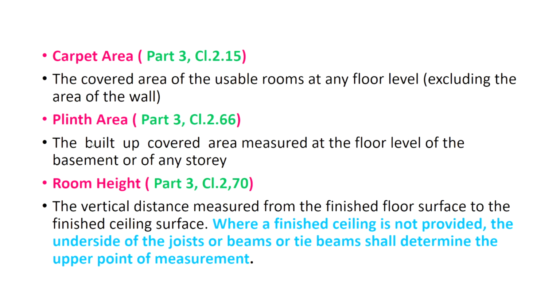There are certain definitions for carpet area and plinth area. As you can see, carpet area is the covered area of the usable room at any floor level, excluding the area of the wall. Plinth area is the built-up covered area measured at the floor level of the basement or of any story.